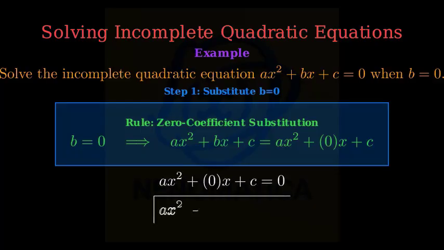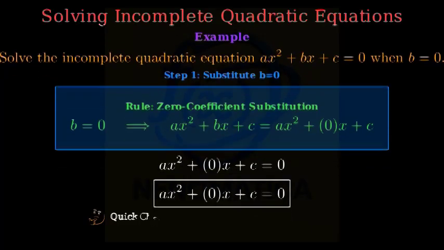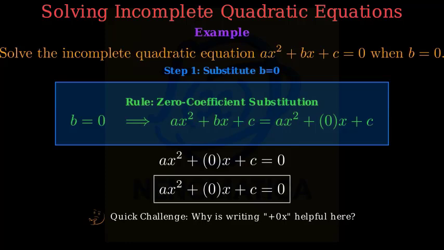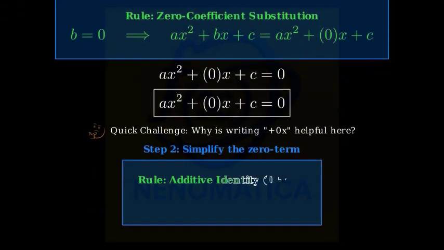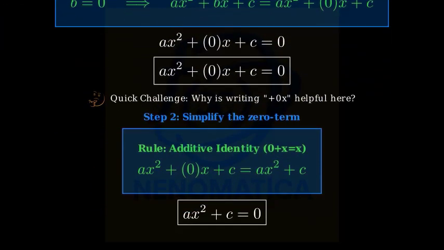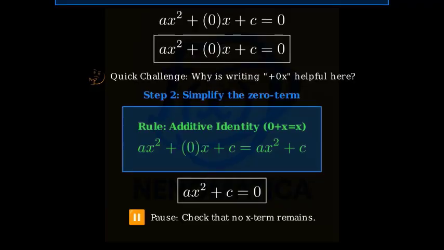This substitution is based on the zero coefficient substitution rule, which tells us that when a coefficient is 0, the corresponding term disappears from the equation. Step 2. We can simplify this equation by applying the additive identity rule. Since 0 plus anything equals that same thing, 0x simplifies to just 0. So our equation becomes ax squared plus c equals 0.